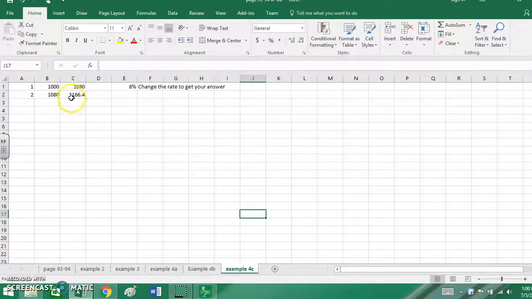And our last example here, on this one, we just needed to change the rate to figure it out. So if I change this to 10%, you'll notice that I get the 1210 that I'm looking for. So it could be a situation where you just play around with this number until you get what you want. Hope this helps.